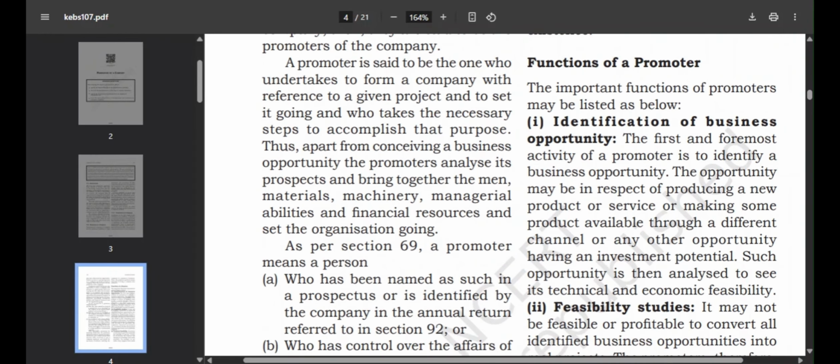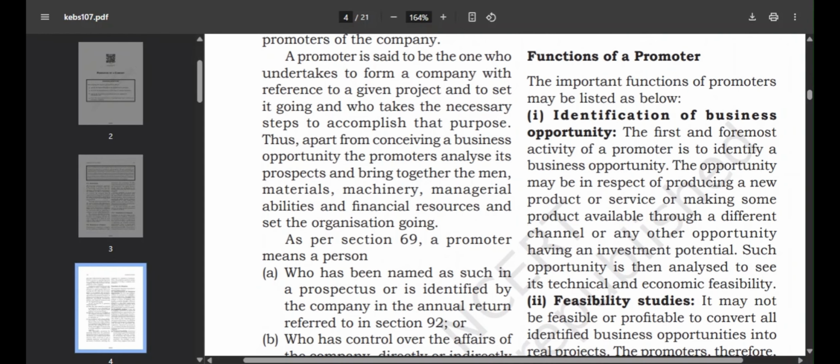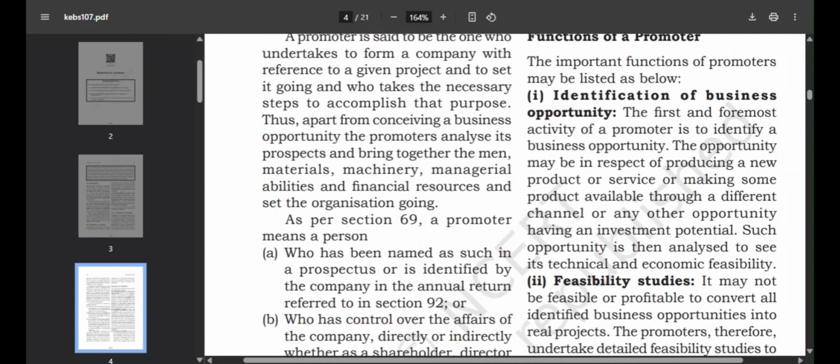Now, let's see the functions of promoter. So there are several functions of promoter. First is identification of business opportunity. First and foremost, the activity of promoter is to identify the business opportunity, and the opportunity may be in respect of producing a new product or service, or making some product available through a different channel. So opportunity can be either you're making a new product or the existing product is getting innovated. Such opportunity is then analyzed to see if it is technically and economically feasible.